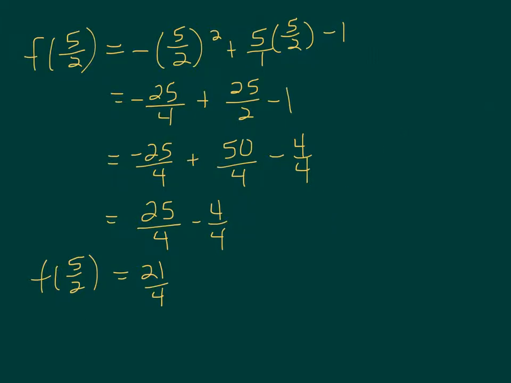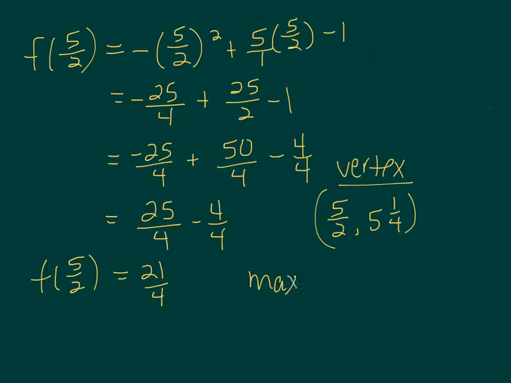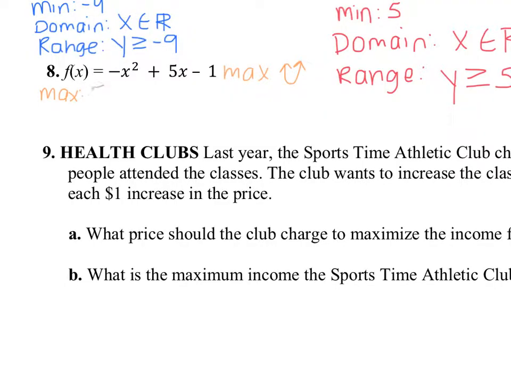So that means that our vertex is, I'm going to do 5 halves and then 5 and a fourth. And so that means, again, this was a maximum, so our maximum is 5 and a fourth, or 5.25. Then our maximum, again, is 5 and a fourth. And our domain, as always, is x's, all real numbers.